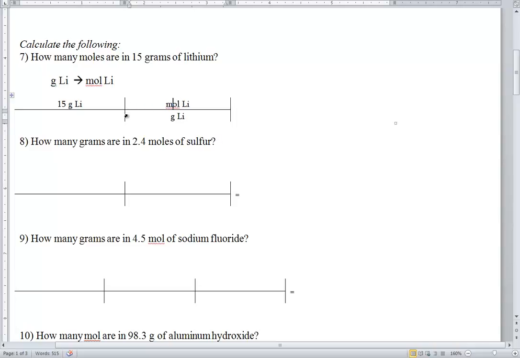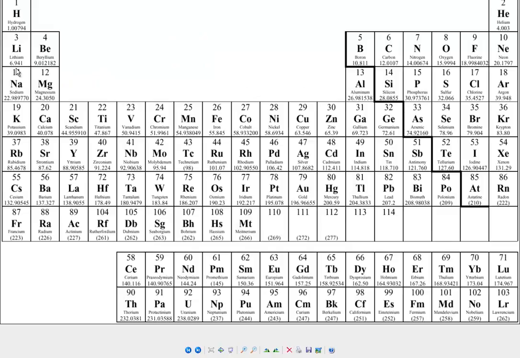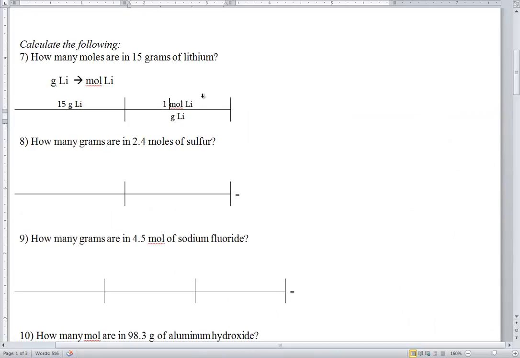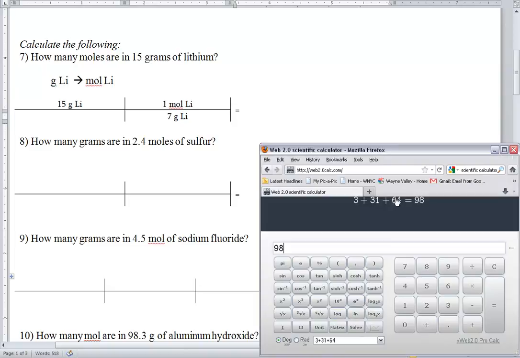Now, this right here is a conversion factor. That means that the numbers that I put in front of here and in front of here have to be equivalent. So blank moles of lithium equals blank grams of lithium. What are they? We know that 1 mole of lithium is equal to, looking at the periodic table, lithium is right here, 7 grams. The grams cancel out, you're left with moles. And entering this in a calculator, it's going to be done.